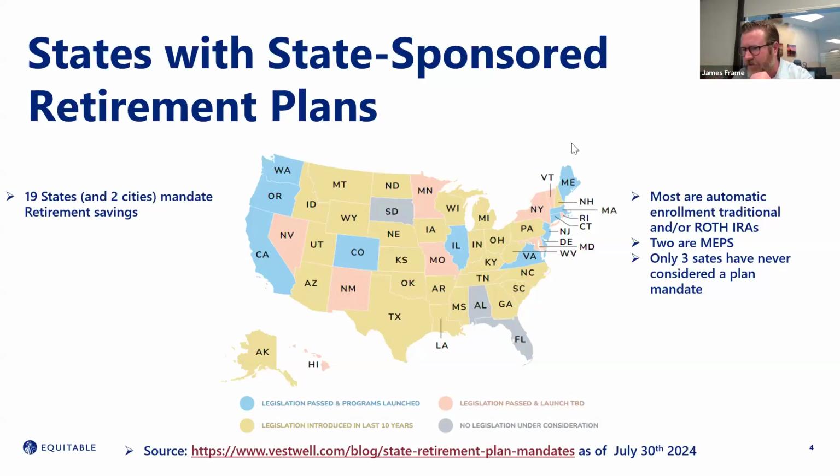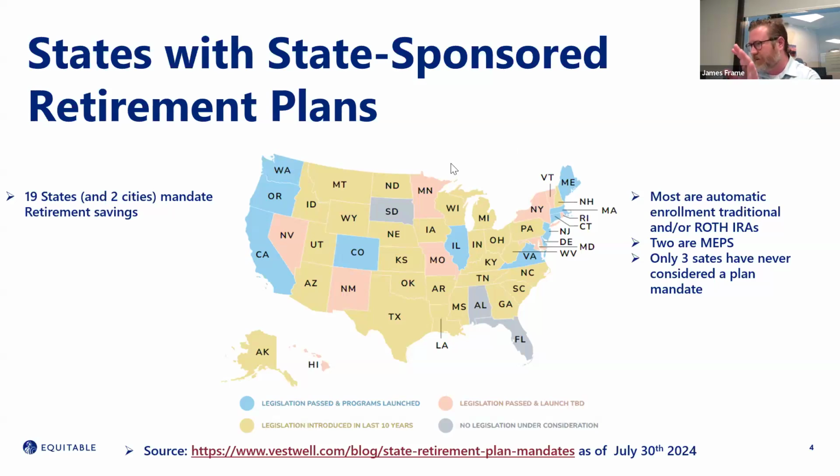If you look at the yellow states, they've introduced something in the past 10 years, but it's just not enforced yet. The ones that are peach colored or pink passed the legislation, but they just haven't launched it yet. So the reality is that basically the whole country at some point will have something like this in place, and I'll get to the reasons why.